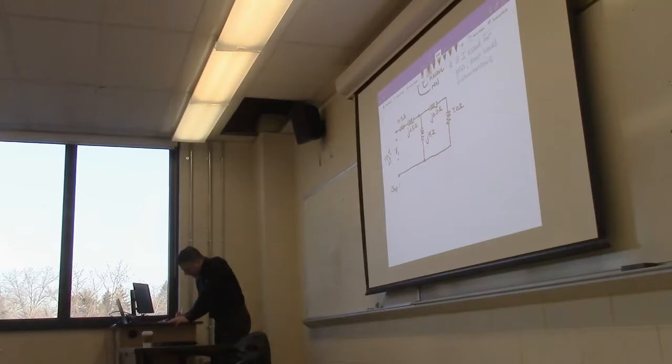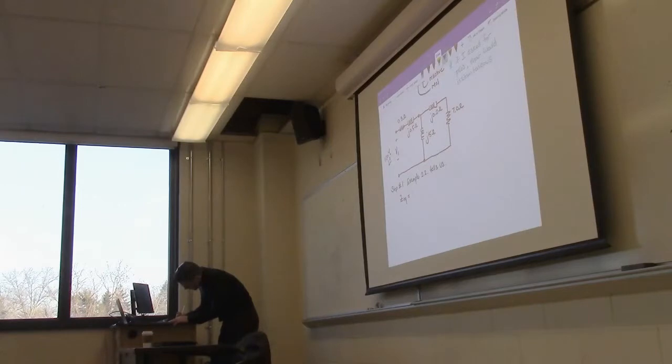So, example 2.2 tells us that the equivalent impedance for the entire branch, this whole thing here, it tells us that it's, does anybody have the number in their notes? Yeah.